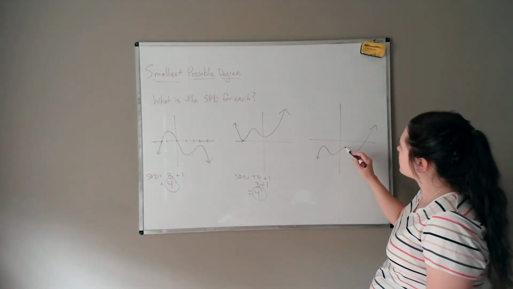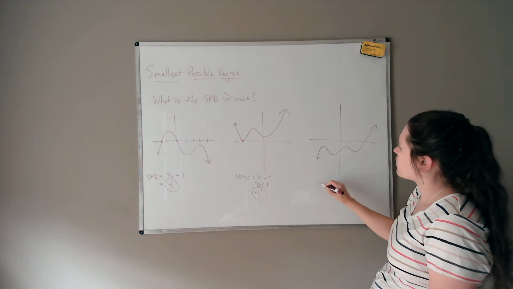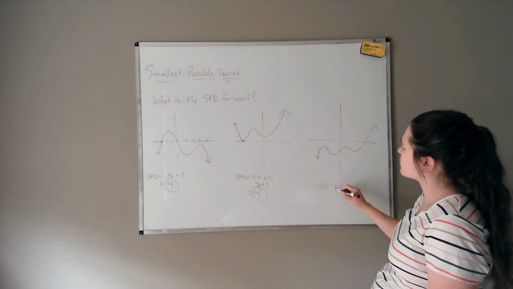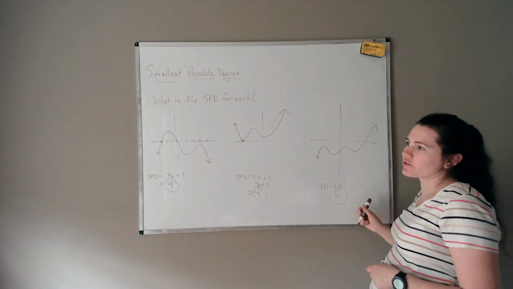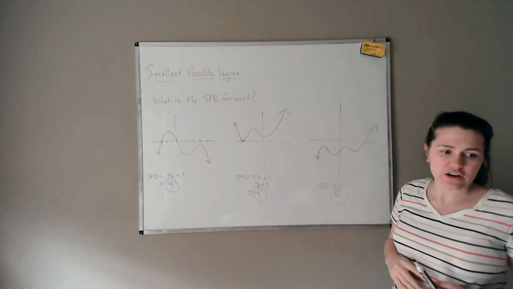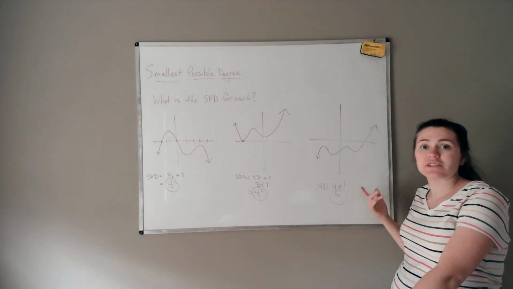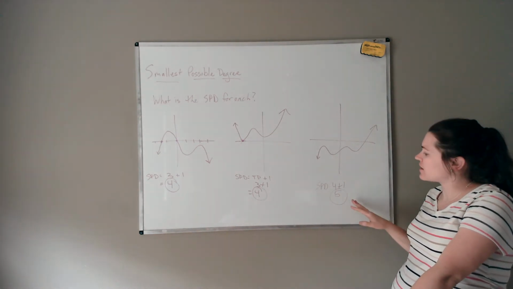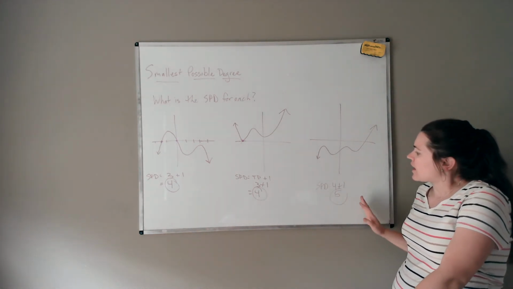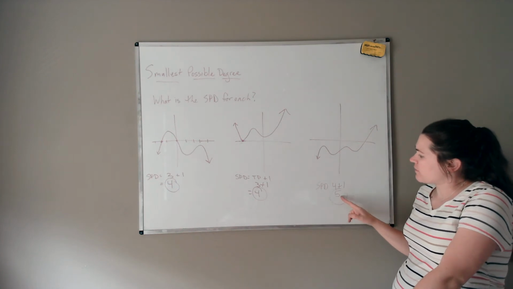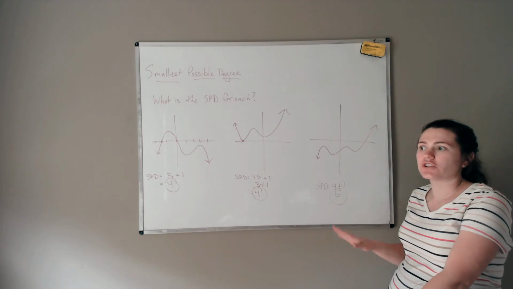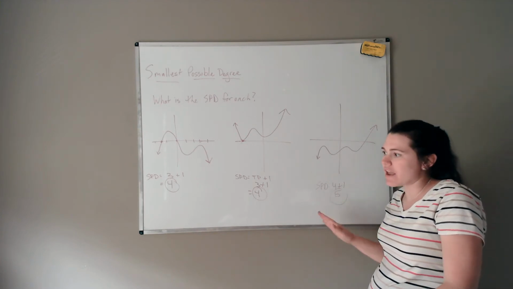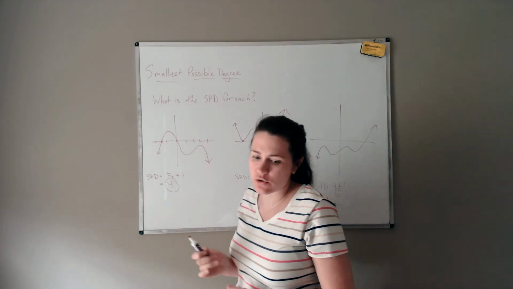1, 2, 3, 4. So the smallest possible degree is turning points plus 1, 5. So smallest possible degree here is 5. Look, end behavior is going opposite direction. So this could be 5, 7, 9. We know it's not anything even, and we know that it has to be at least 5 because it turns 4 times, okay? So those changes in direction are what's making you increase your degree.